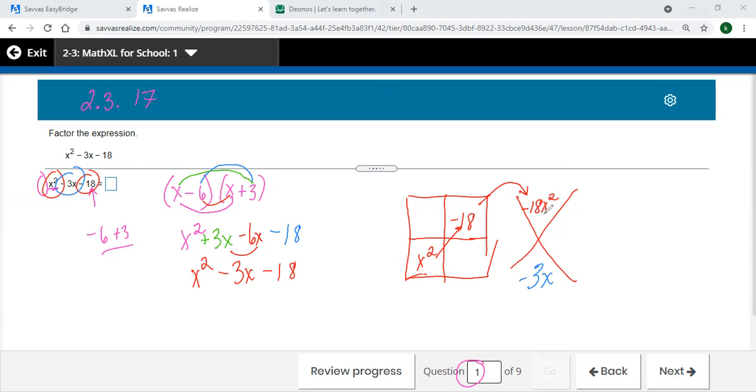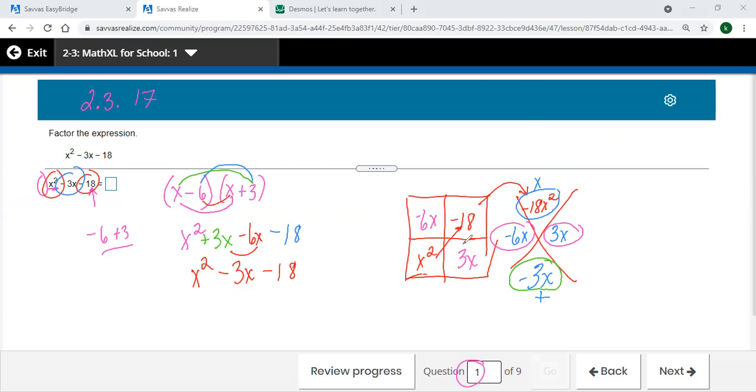And now you try to figure out what two things multiply to the -18x², put a times sign up there, and add up to this -3x. And so again, I think we just did this, a -6x and a +3x. Do they multiply to -18x²? I believe they do. Do they add up to this -3x? Yep, they sure do. Then these two things that we just found, the -6x and the 3x, go in the other two corners of this rectangle.